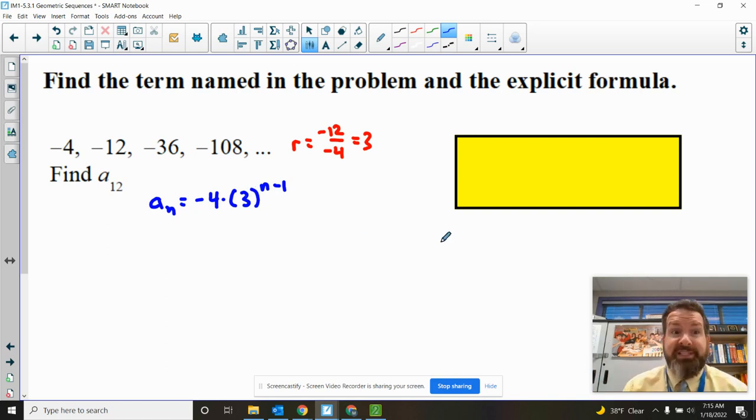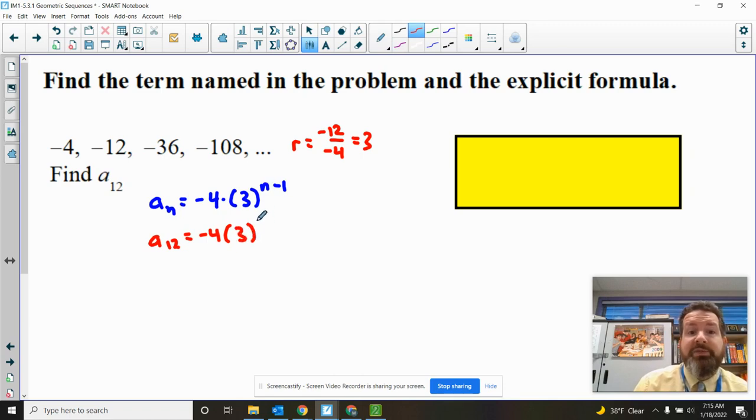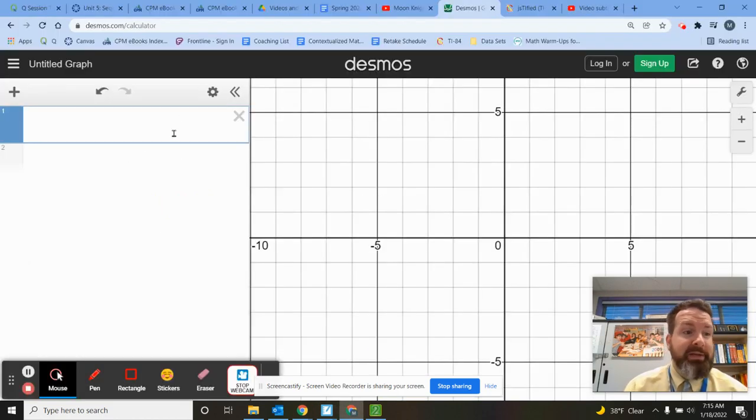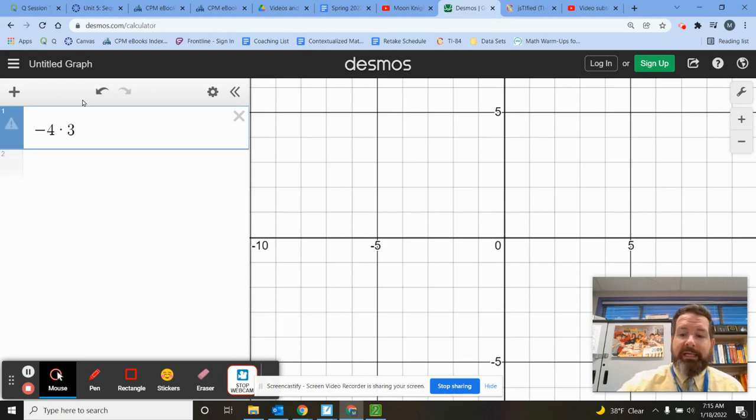Here's the great thing about this explicit formula. Just like with arithmetic sequences, once you've got this, it's very easy to find a specific term down the line. So the 12th term is -4 times 3 to the power of 12 minus 1, which is 11. So this is going to be a big number. Over to my calculator here. I'm actually going to use my handheld calculator as well, so I don't have to keep going back and forth. So, reminding myself, it was -4 times 3 to the power 11.